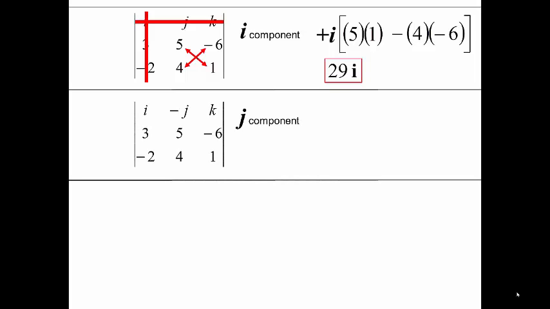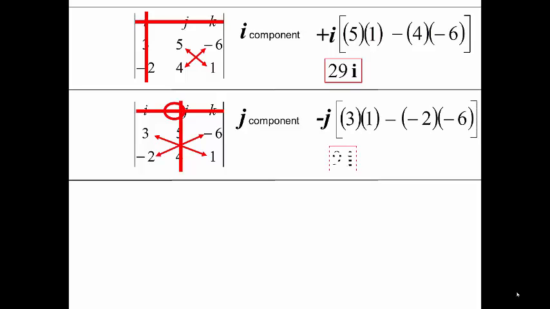For the j component, first we have to remember that the j is negative, so we'll put a negative j in there, and we'll cross out the row and the column in line with the j. Then we repeat the process that we had with the i component. We'll multiply the 3 times the 1 and subtract from that a minus 6 times a minus 2. That will give us the j component, which in this case is 9j.